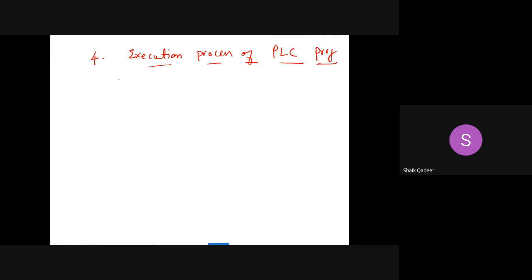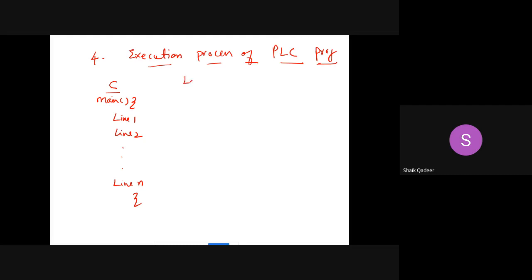Recall C programming. In case of C programming, the syntax is like this. Line number 1 is executed first, then line number 2 is executed next, and finally line number n. And that's all.